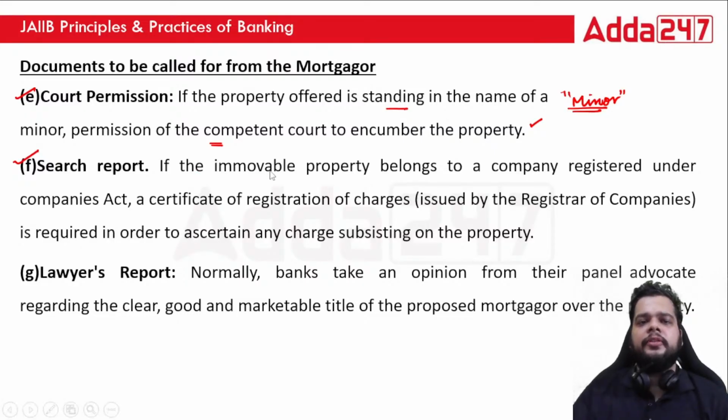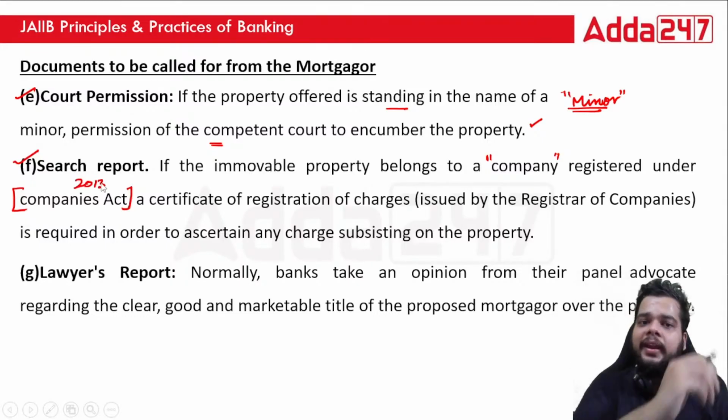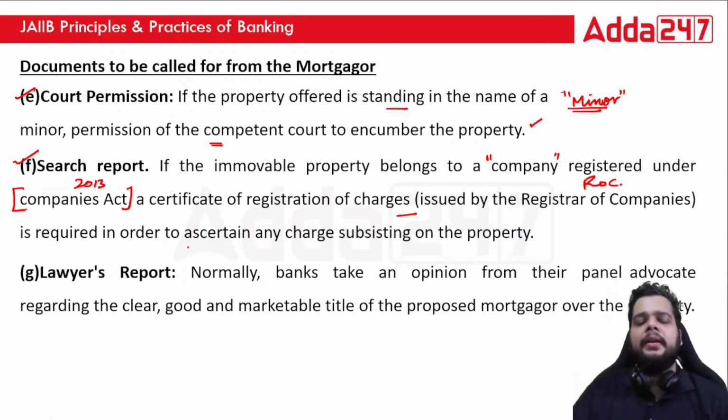Search report if immovable property belongs to a company registered under the Companies Act. Always remember, if there is a company registered under the Companies Act 2013, a certificate of registration of charge, which is issued by ROC, that is Registrar of Companies, is required in order to ascertain any charge subsisting on the property. So again, the search report ensures that there are no additional charges on that particular property which you are having as the collateral by the mortgagor.